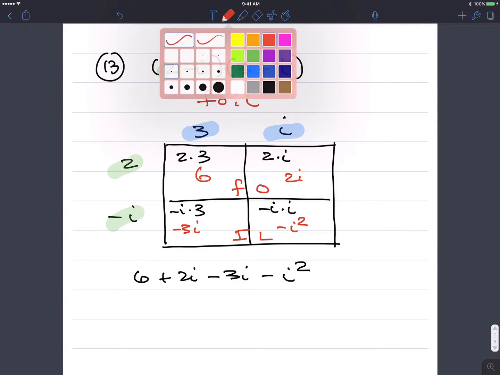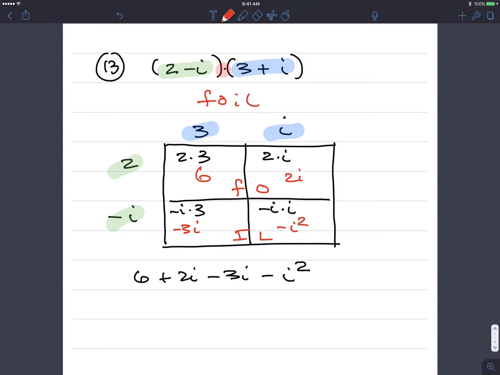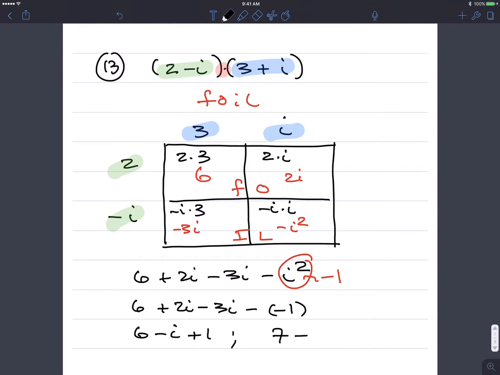Don't forget to replace negative i squared with negative 1. So we'll get 6 plus 2i minus 3i minus a negative 1, or 6 minus i plus 1. 6 plus 1 is 7, so we have 7 minus i.